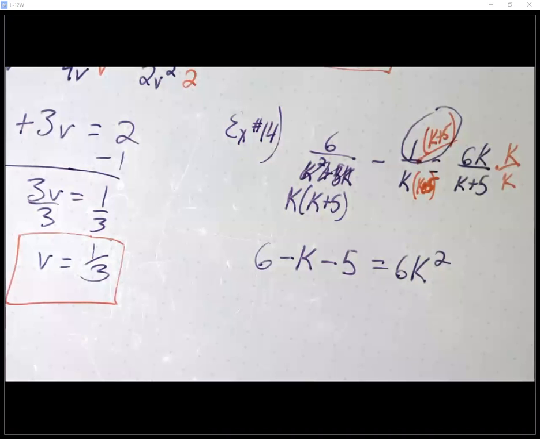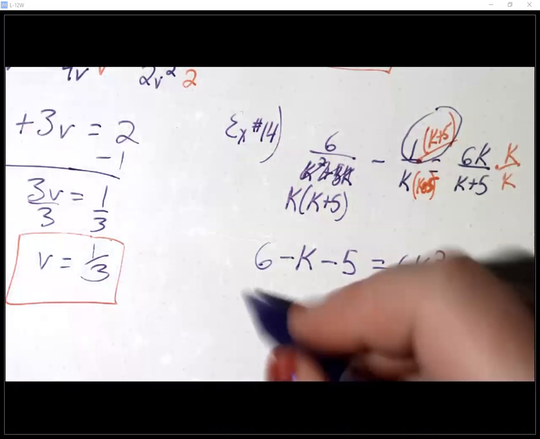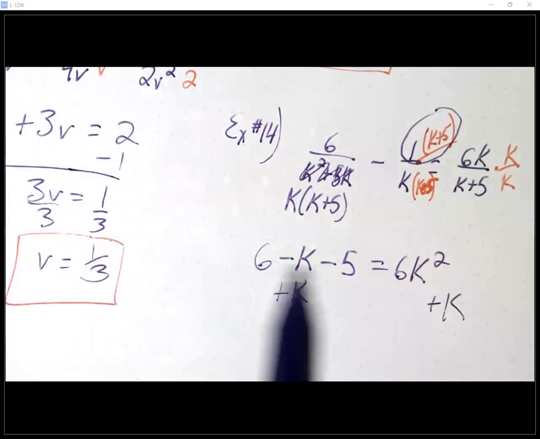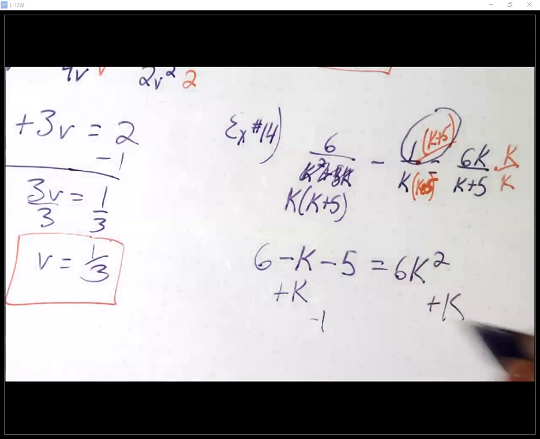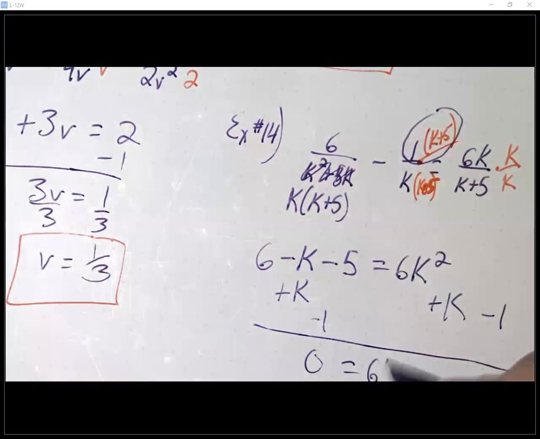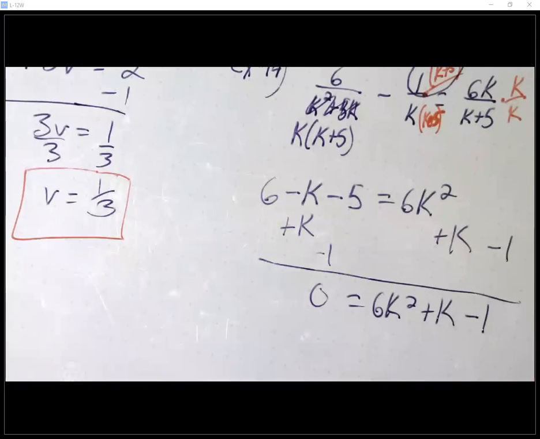So let's move everything. I'll move all of this over here. I'm going to add k to both sides. And then 6 and a -5 is really a +1, right? So I can just subtract 1 from both sides. And that gets me 6k squared plus k minus 1. And now, my friends, you should be able to factor this if it's factorable.